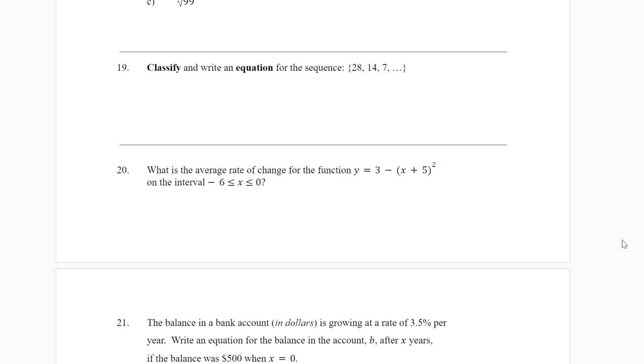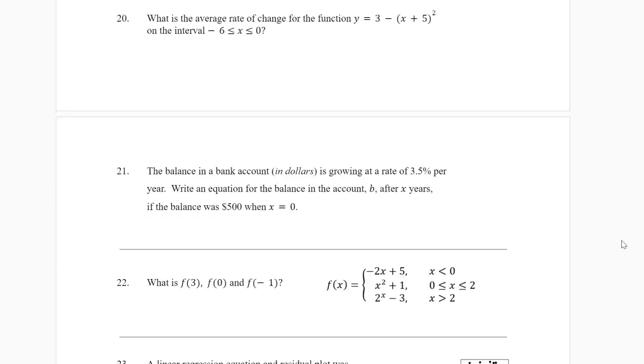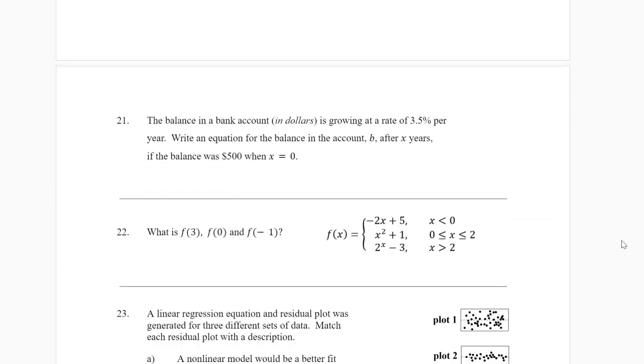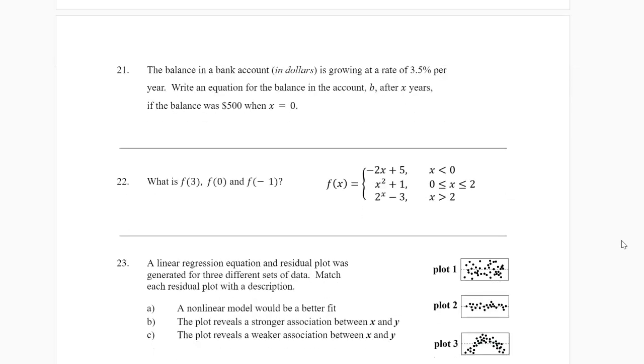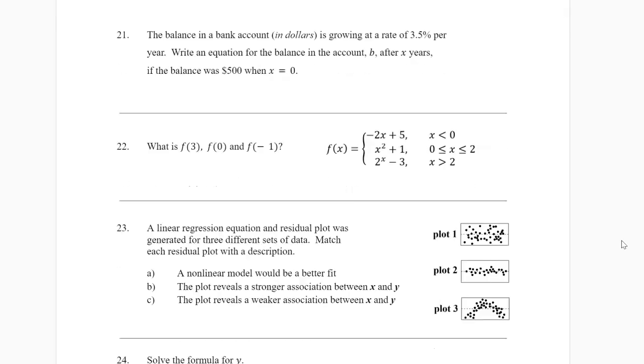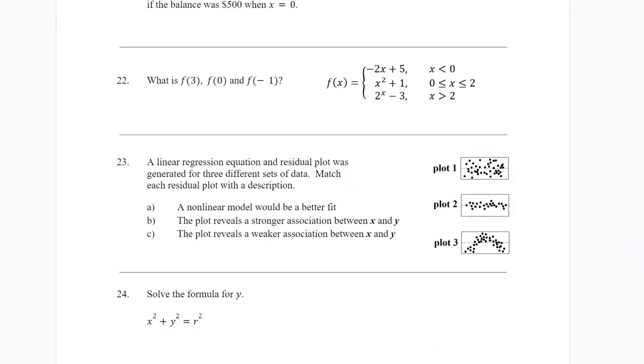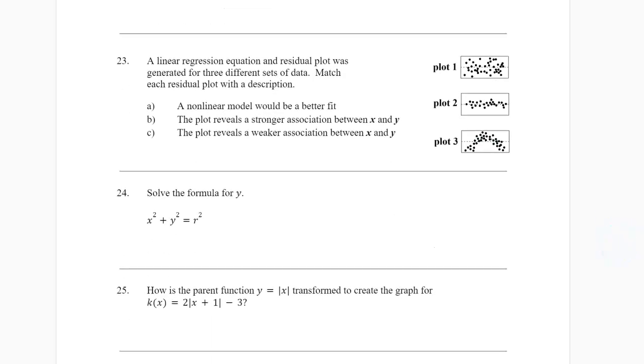For 20, you're doing average rate of change of a function over an interval. For 21, you're writing an equation of an exponential function as a function of x, which is years or time. On 22, there's a piecewise function. You're evaluating it at 3 different values of x. For 23, you're interpreting a residual plot. 24, you're solving for y.